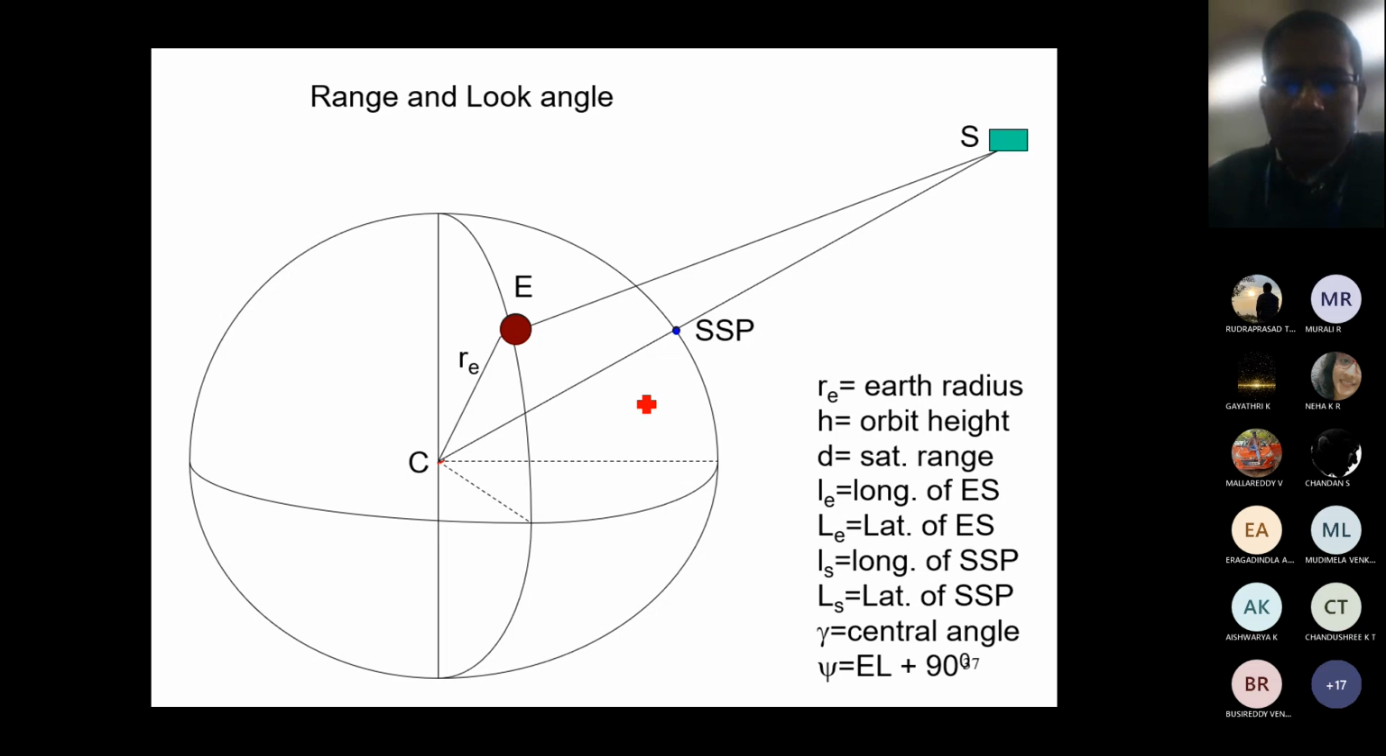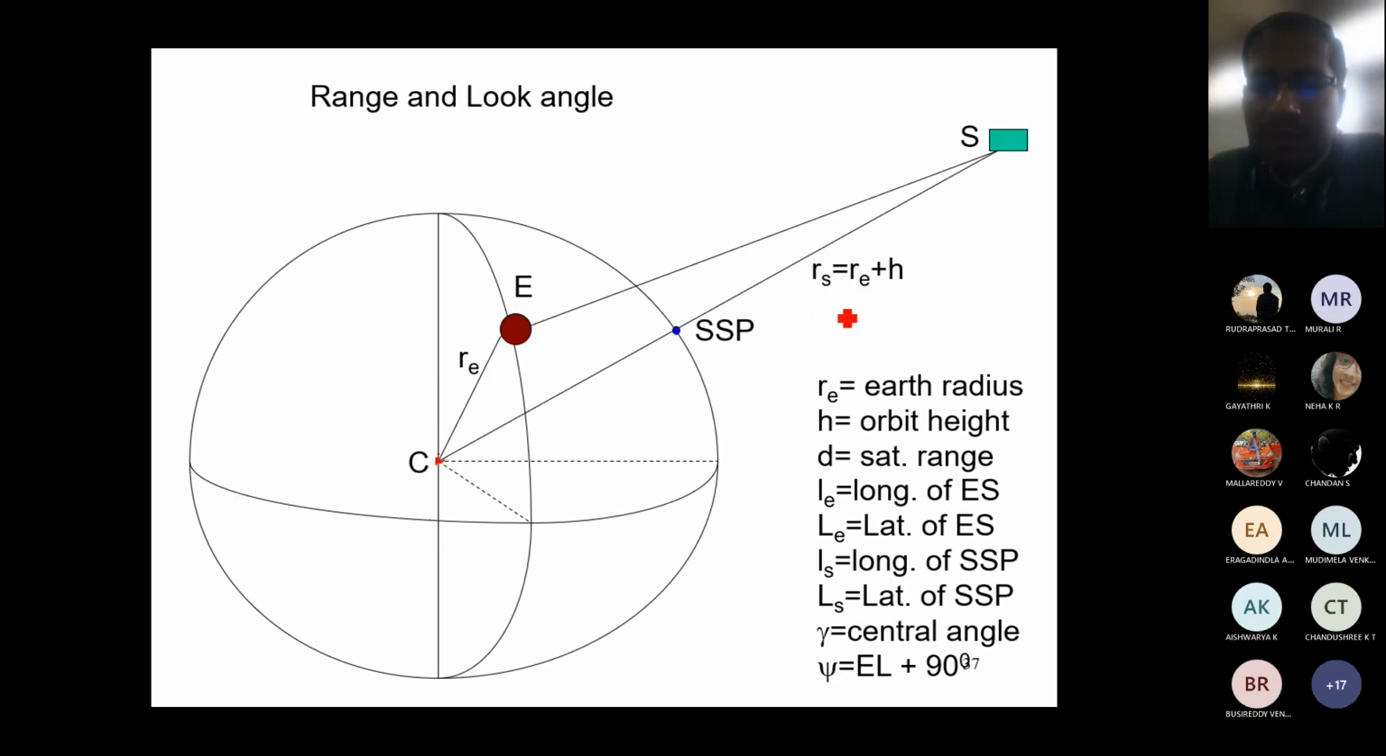Okay, so from the center of the Earth to any point on the surface of the Earth, that distance is called the radius of the Earth. From C to this point, or C to this point, or C to any point which is on the surface of the Earth, that distance is called the radius of Earth.